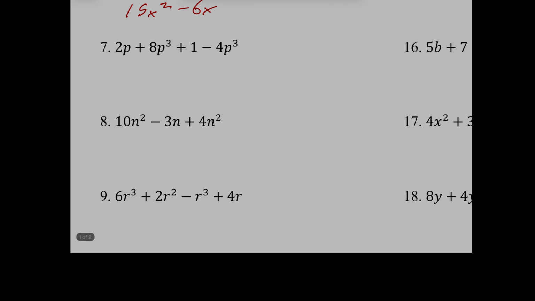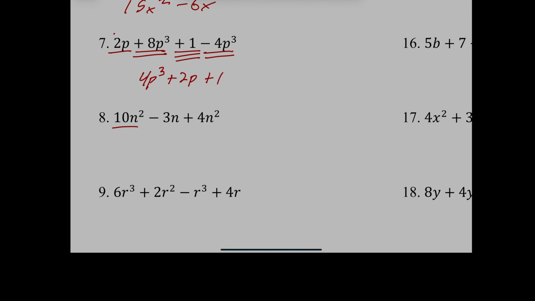Now, on this one, this has got a few different things. I have a 2p. Then I have a p cubed. That's different. I have just a number. That's different. And I have another p cubed. Well, I have a double underline here, so I'm going to double underline him. Okay, so I'm going to combine my double underlines, and I read it as positive 8p cubed minus 4p cubed. That's going to be 4p cubed. And I copy down the rest. That's a positive 2p, so I write plus 2p. And that's a positive 1, so I write plus 1.